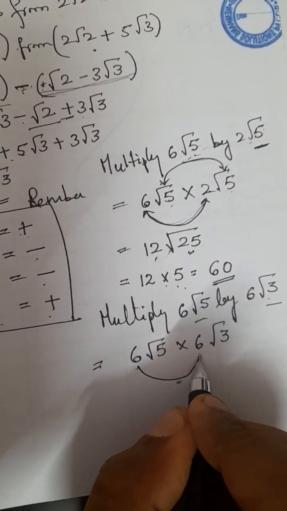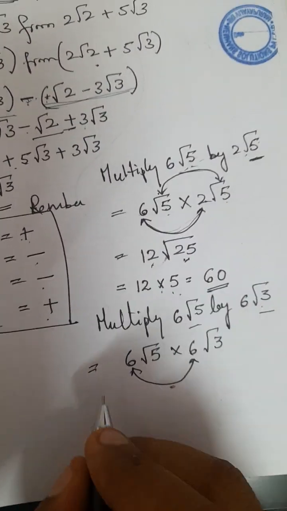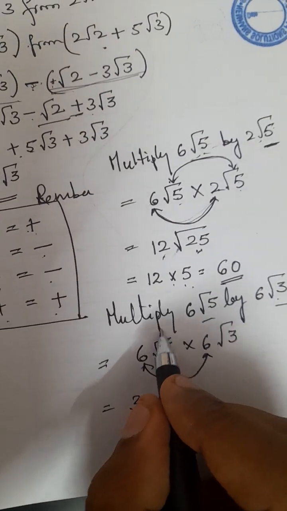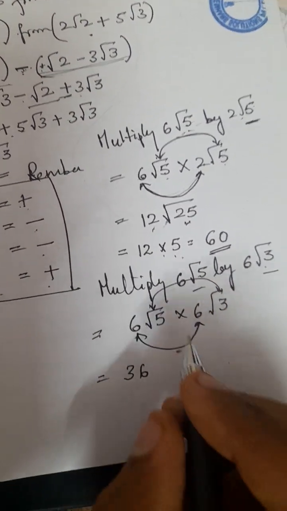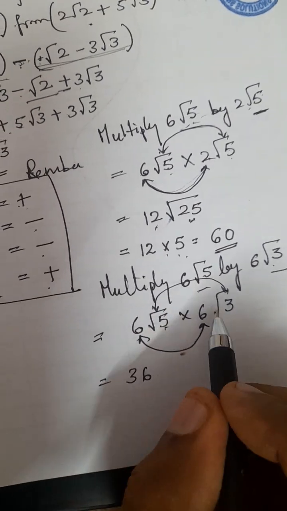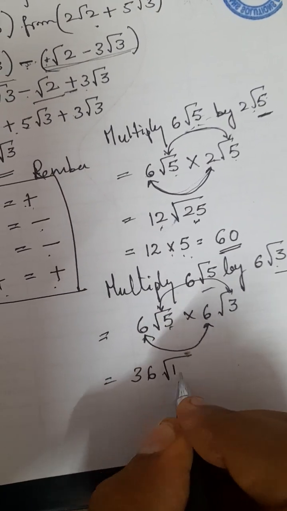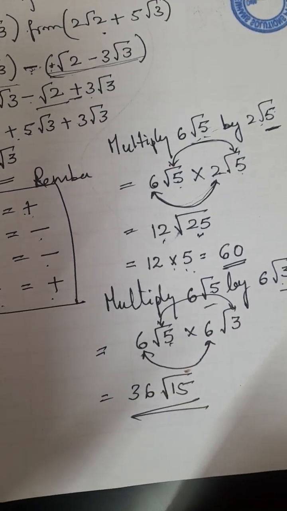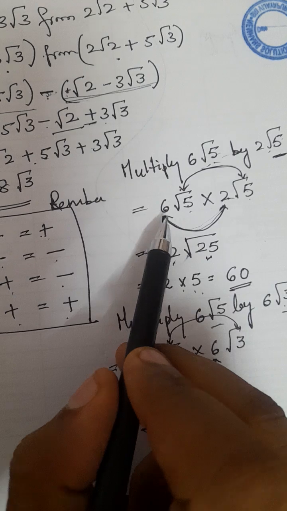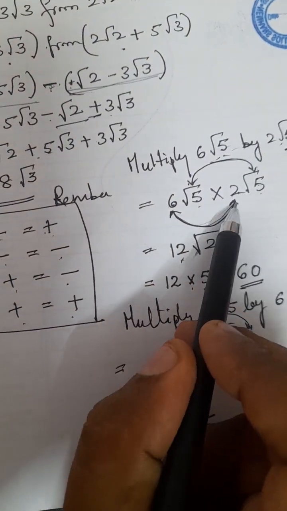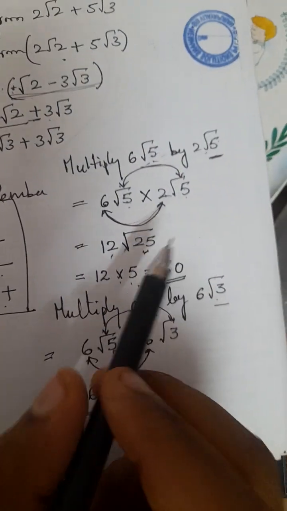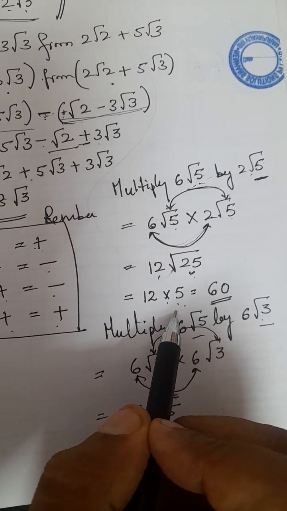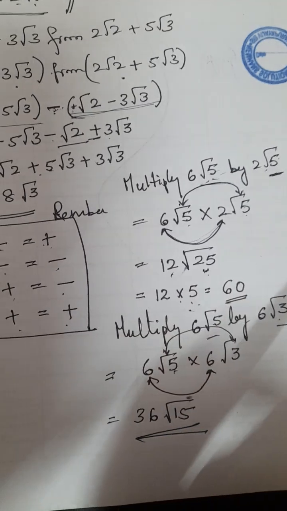First multiply the whole number part: 6 sixes are 36. Then multiply the irrational number part: 5 threes are 15, so this goes into root 15. This is going to be your answer. Use the same process which I have told you. Multiply the irrational number part, and check whether the irrational part is a perfect square; if so, the square root of it comes out.